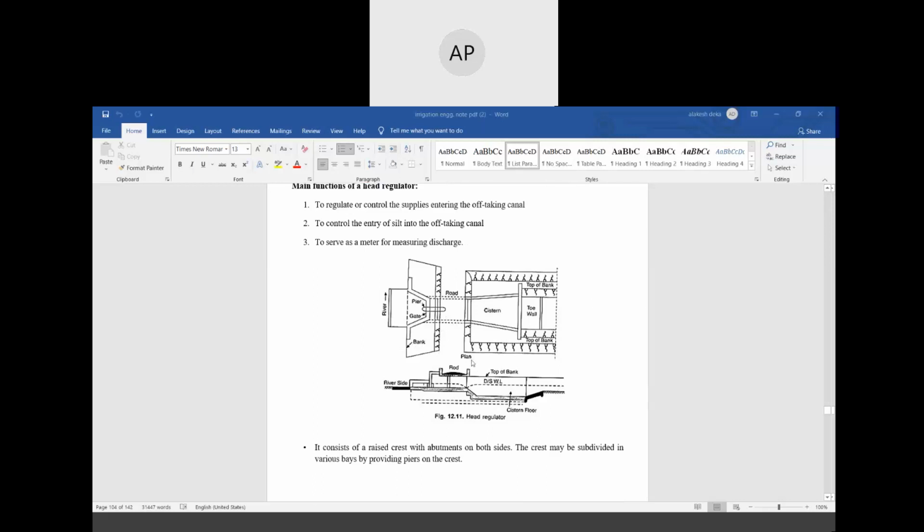So this is the cross section view. In this figure, you can see the cross section view of a head regulator. Okay, this is the roadside. This is the top of the bank. This is the river side. This is the road, top of the bank, downstream cistern floor. And if you cut any section, here you can see this is the pier, these are the gates, cistern, toe wall. Okay.